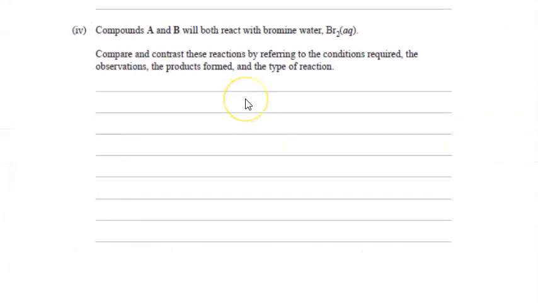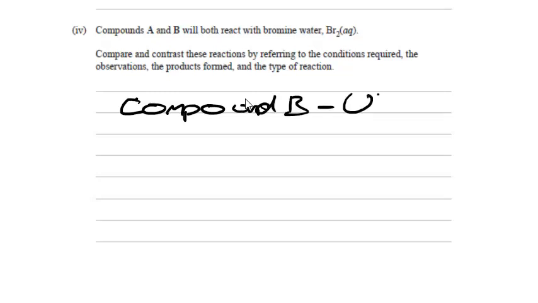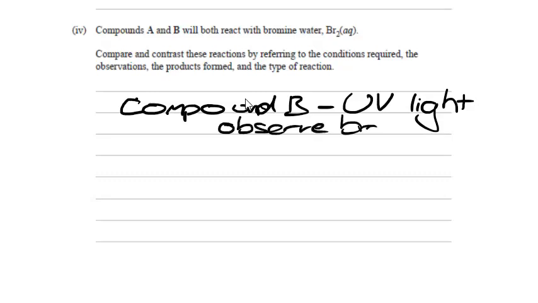Alright, compounds A and B will both react with bromine water. Compare and contrast these reactions by referring to the conditions required. So the conditions are for compound B, which was the alkane, we need UV light for it to react. The observations, we're going to observe the brown color of the bromine water going to colorless. So that's observations.